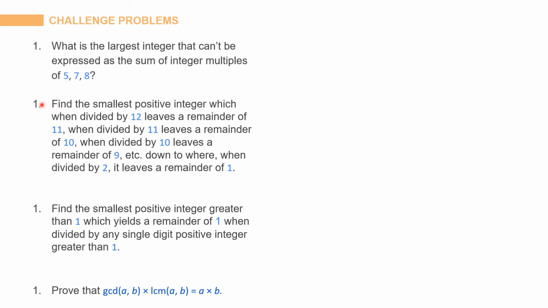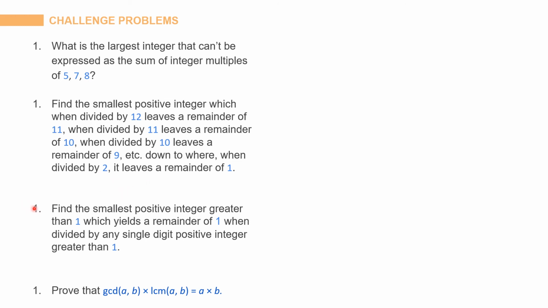I don't know why these all defaulted to 1. So this is number 2. I'll fix that. Find the smallest positive integer which when divided by 12 leaves a remainder of 11, when divided by 11 leaves a remainder of 10, when divided by 10 leaves a remainder of 9, etc., down to when divided by 2, it leaves a remainder of 1.